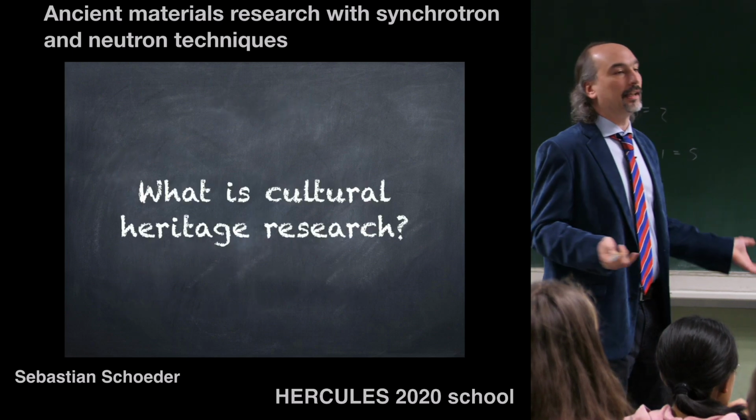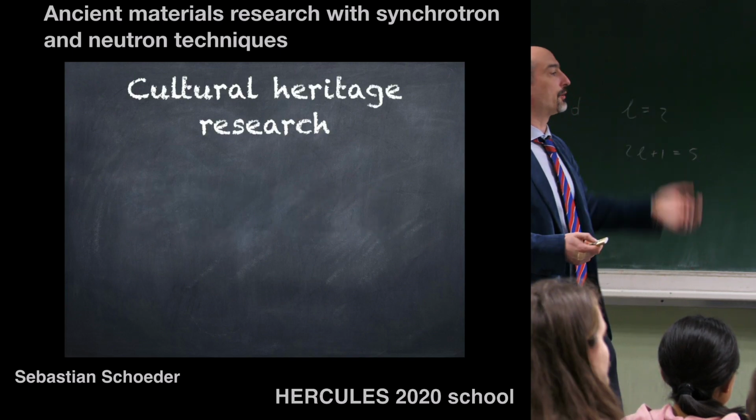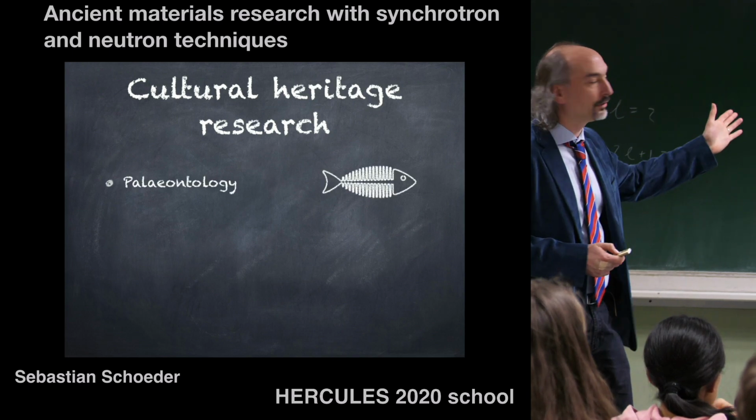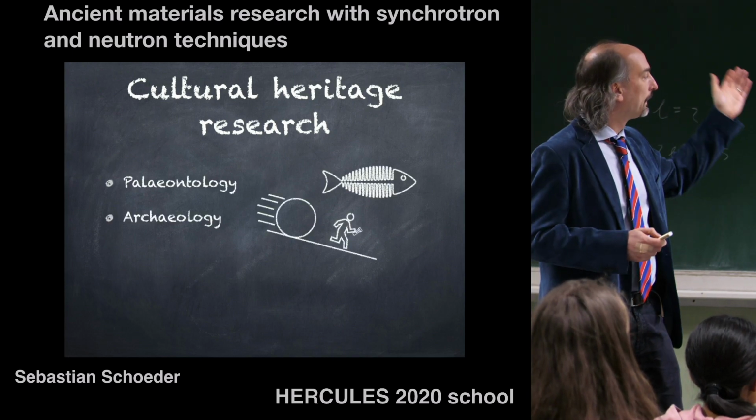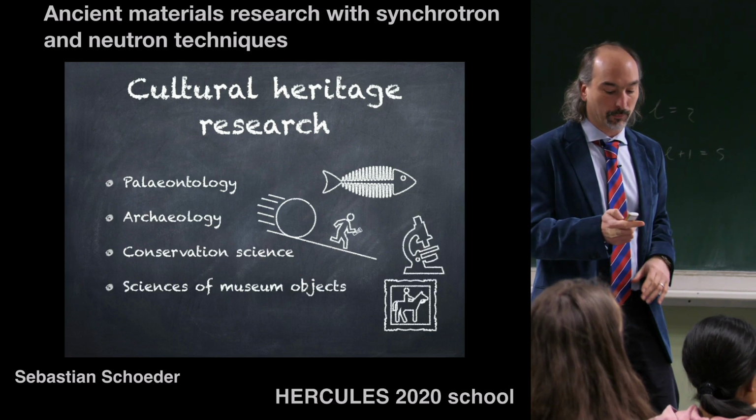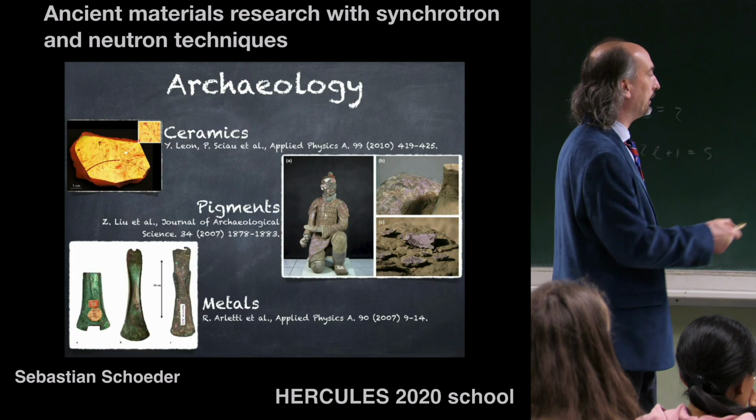So first of all, what is cultural heritage science? It's of course a good question. We consider cultural heritage science everything that is done in the scientific communities of paleontology, archaeology, conservation science, and the sciences of museum objects. And now we're going to have a look a little bit more in detail at each of these different fields.